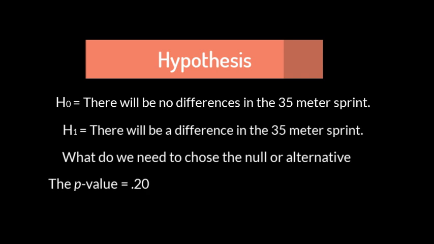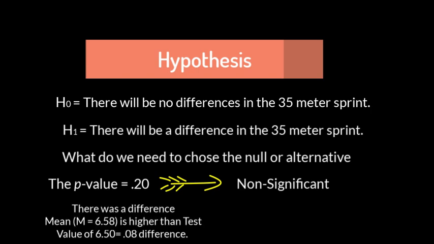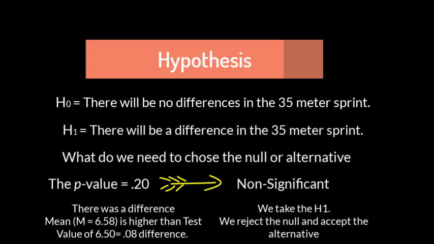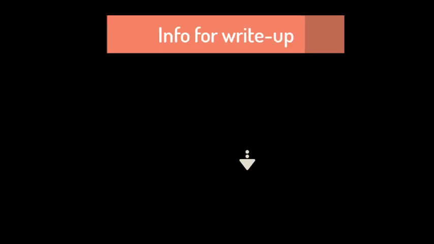Well, the p-value is 0.20, which makes it non-significant. We can also see visually that 6.50 is not the same as 6.58. So there was a difference of the mean to the test value. We take the H1. This is when we use the words, we reject the null and accept the alternative, meaning that there was a difference.